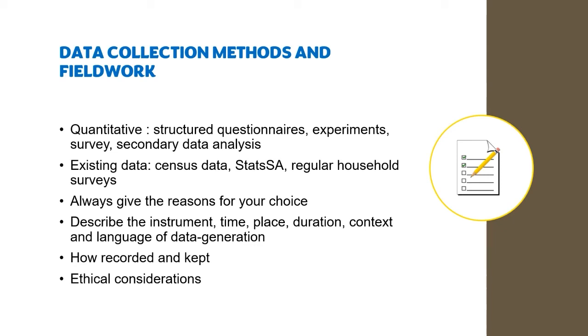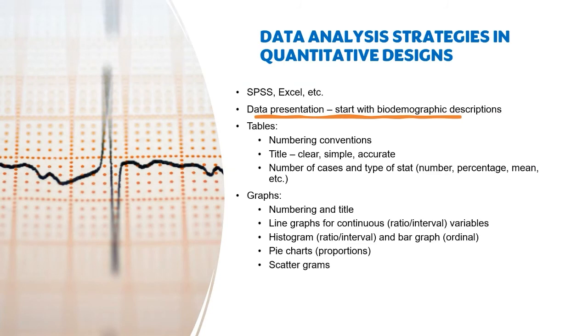If you design your own instrument, such as a questionnaire, describe how you developed it, the time, the place, the duration, the context where you're going to generate your data, how you recorded and kept your data, what are your ethical considerations. When we analyze our data, we can use SPSS or Excel. Sometimes when you're using a small number of cases, such as what we do in our honors reports, then we can go and count them for ourselves and set up our own tables.